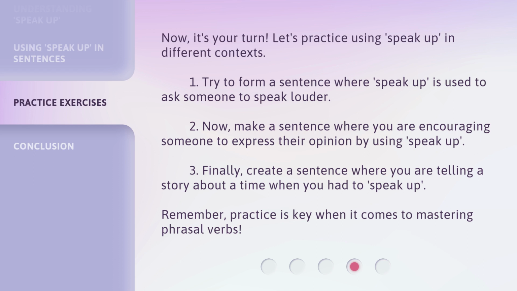3. Finally, create a sentence where you are telling a story about a time when you had to speak up. Remember, practice is key when it comes to mastering phrasal verbs.